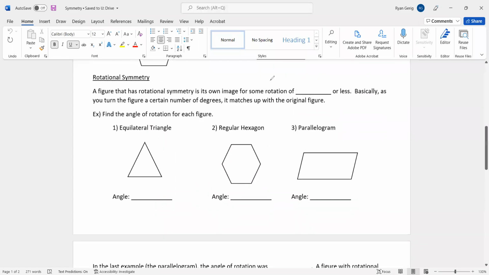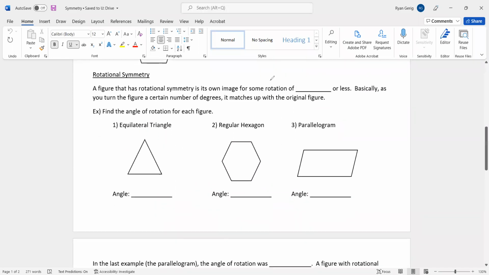Now, rotational symmetry. A figure that has rotational symmetry is its own image for some rotation of 180 degrees or less. Basically, as you turn the figure a certain number of degrees, it matches up with the original figure. Find the angle of rotation for each figure. So this is almost exactly what we did with rotations. If I take this point here, how many degrees does it have to go to land there? Well, 360 divided by 3, because there's 3 different points there. The angle would be 120 degrees. 360 divided by 3 is 120.